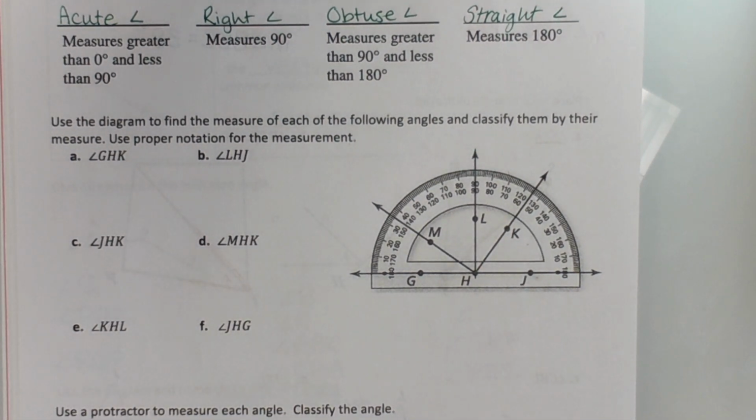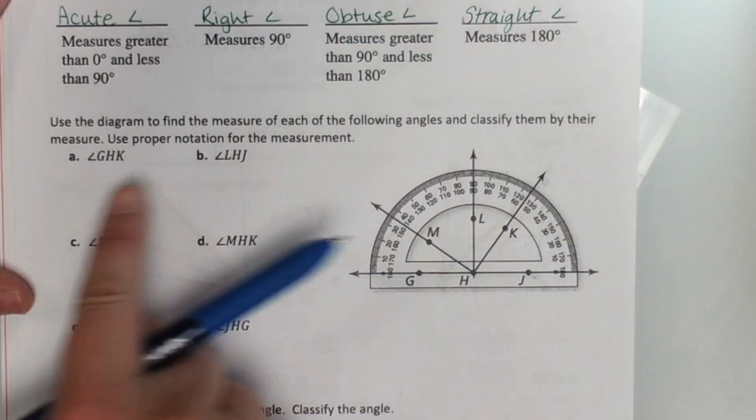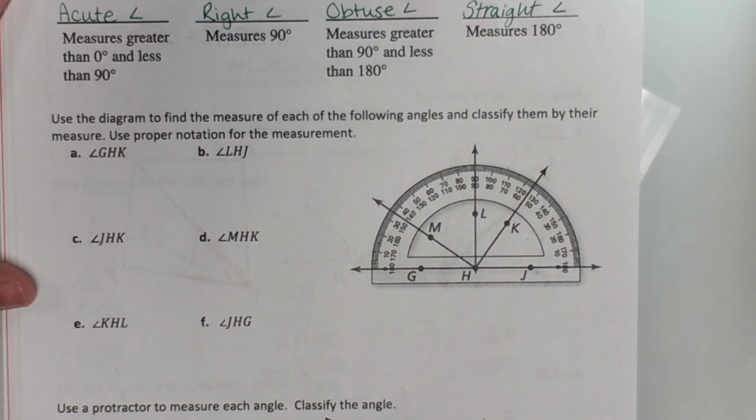So, classifying and measuring angles is another important key. Now, sometimes I'm going to give you the picture of the protractor. Other times, you got to use your own protractor. So we're going to use this diagram to find the measure of these angles, and then we're going to classify them as well.